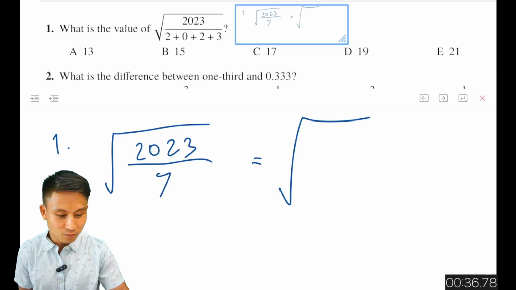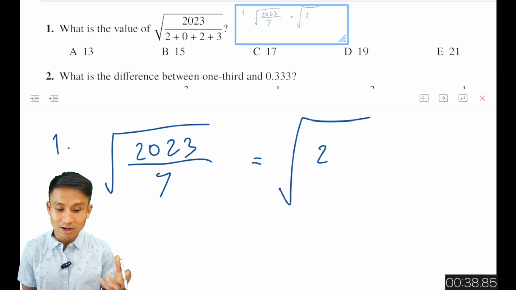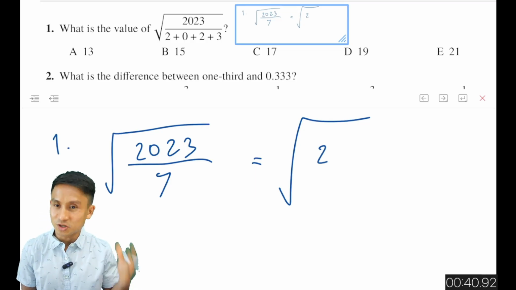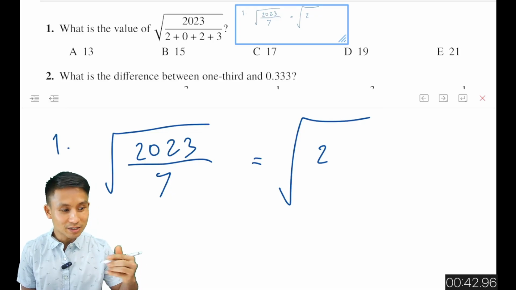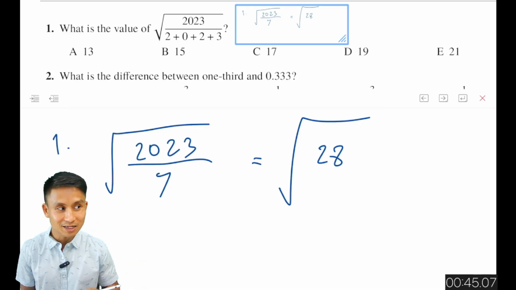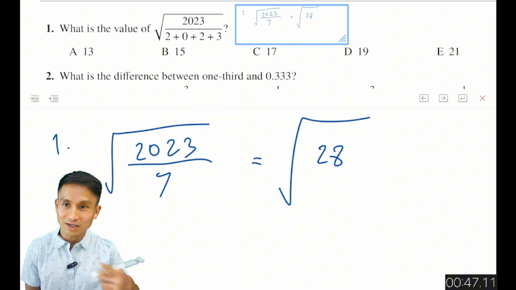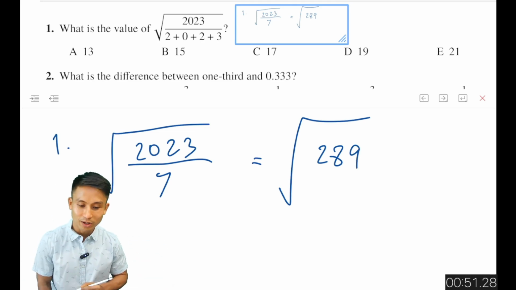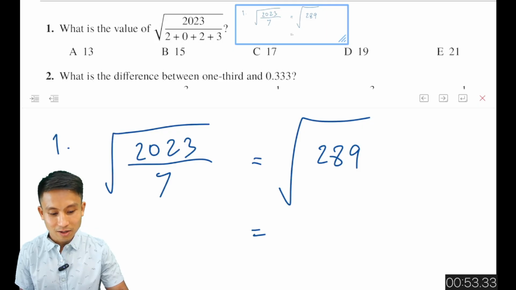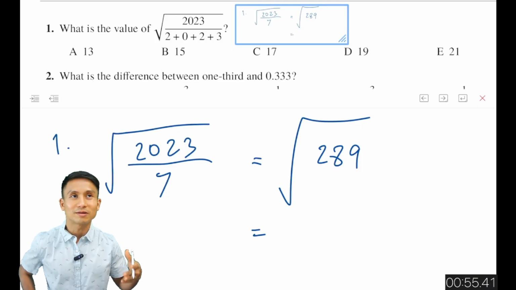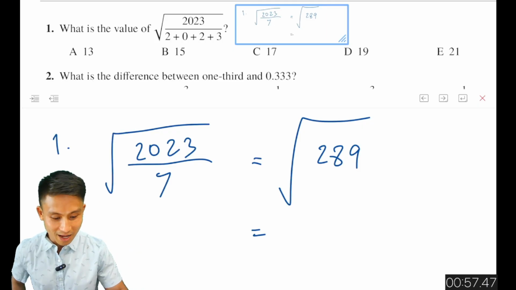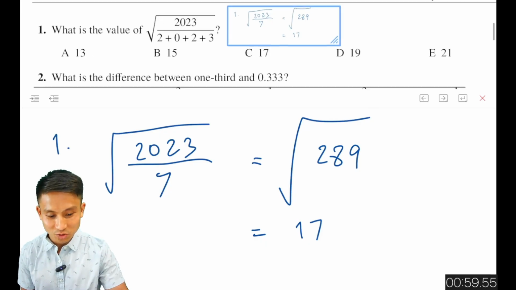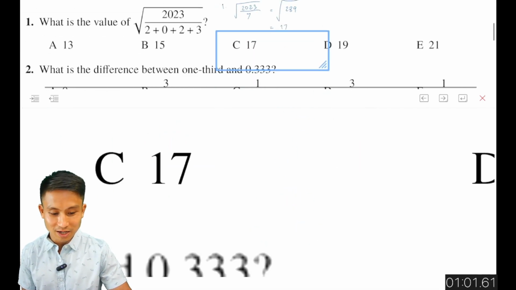7 divides 20, we get 2. So it's 14, right? And then we have 62. So 7 times 8 is 56. So that would subtract to get 6. And then you carry that to 63. So 7 times 9 is 63. And then because I happen to know that 17 squared is 289, so that's going to be 17. So my answer would be choice C here, yeah?